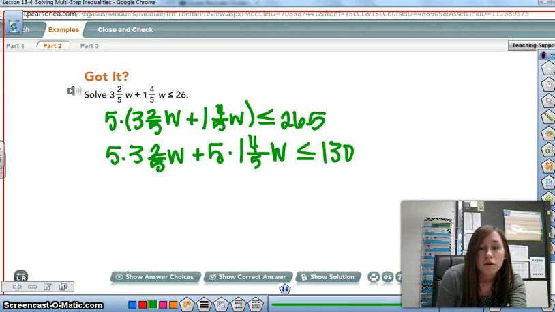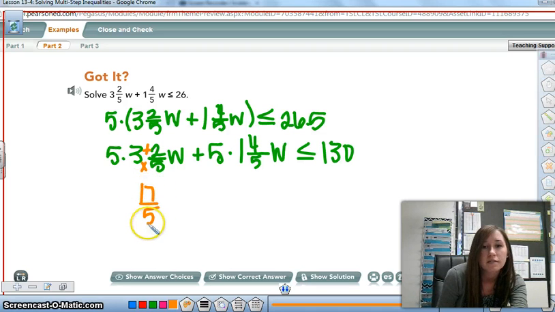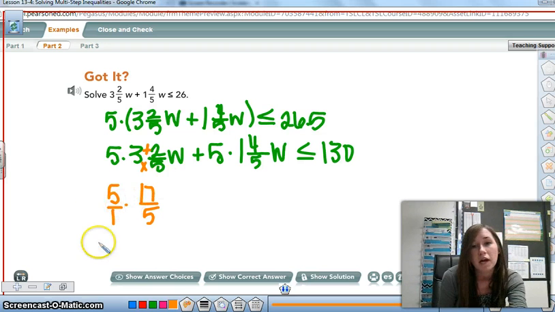Okay, so here's the tricky part. We're trying to do 5 times a mixed number. And well, usually we would do 3 times 5 plus 2, 17 fifths. We would make this improper. We would put 5 over 1. We would multiply across. But it sounds like we're working with fractions again, and we were just trying to get rid of them. Well, there's an easier way to do this multiplication.